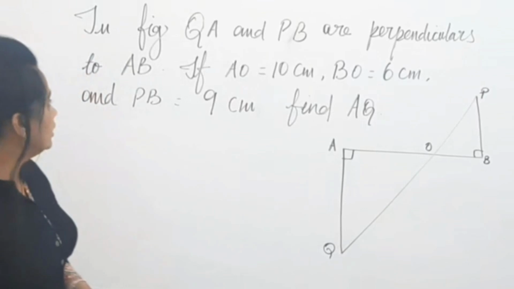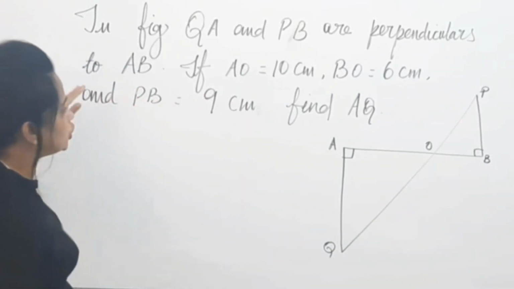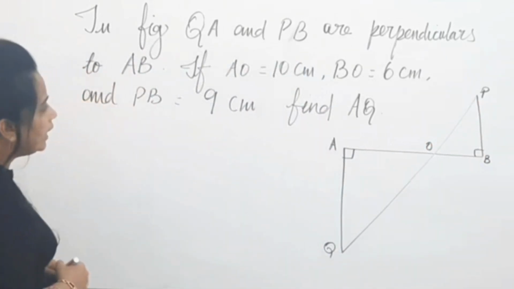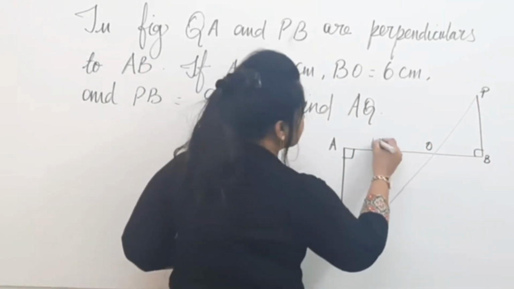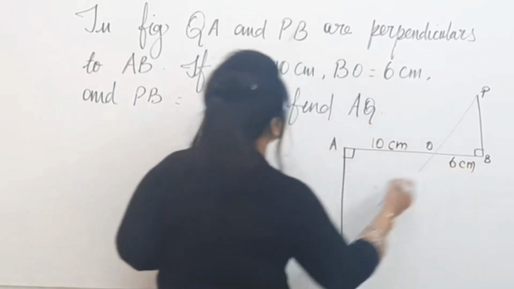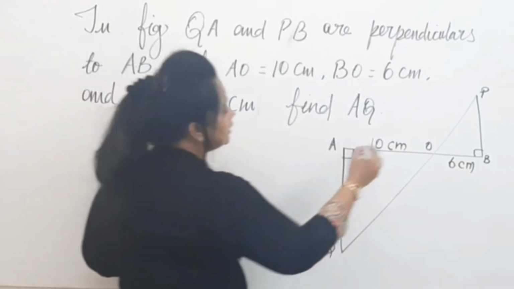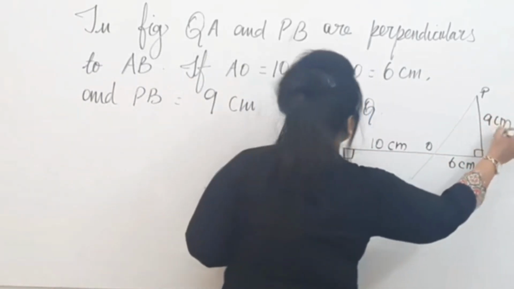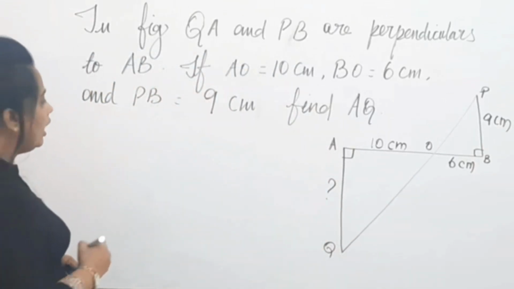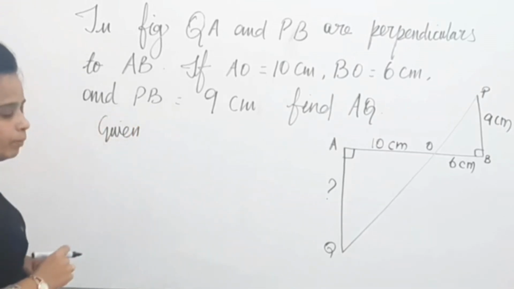Children, in this question, QA and PB are perpendiculars to AB. So these two are perpendiculars to AB, and AO is 10 cm, BO is 6 cm, and PB is equal to 9 cm. Your question is to find AQ. Now, what are you given? You are given that these two are perpendicular.